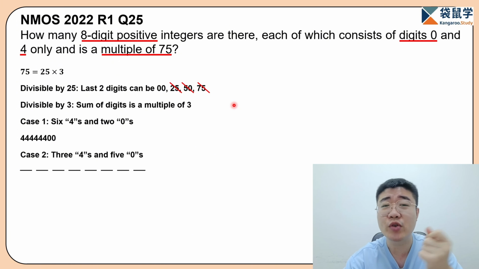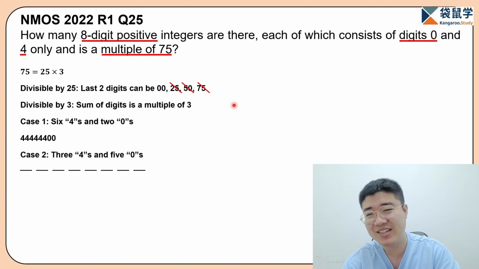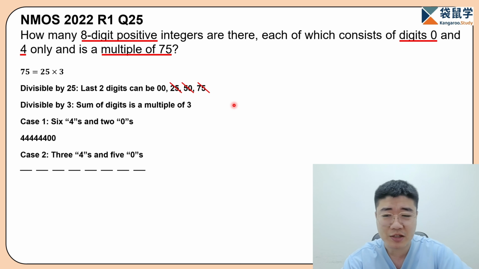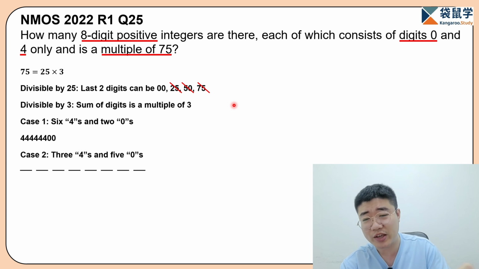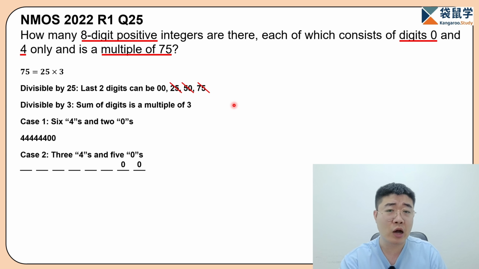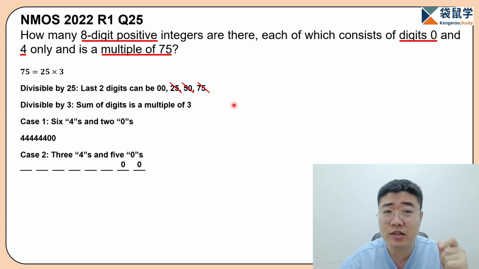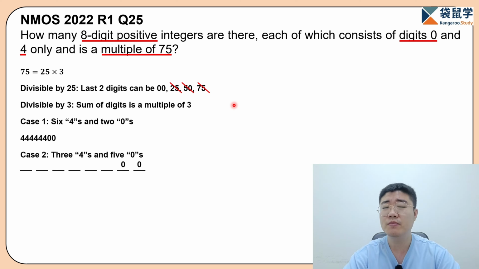Now, what are the digits we can already fill in? We can see the last 2 digits, just now we said that these must be zeros. So the last 2 digits we can just put 2 zeros. Now, is there any other digit that's also fixed?